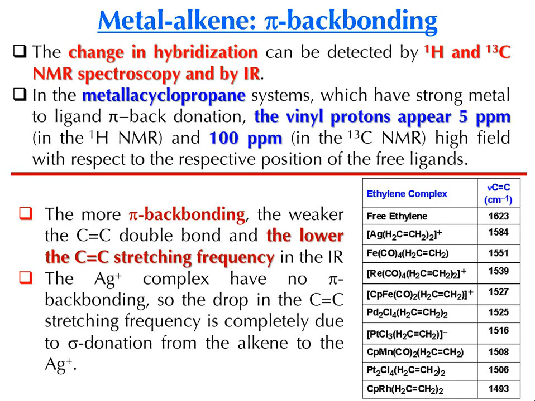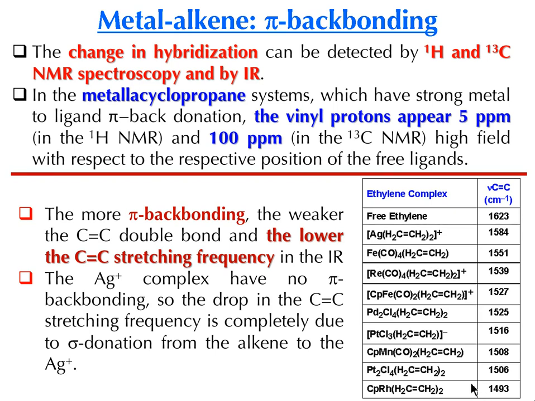Consider this table of metal alkene complexes. When we have more pi back bonding from the metal to the alkene ligand, we decrease the bond order of the C double bond C, and therefore we observe the stretching frequency at lower values in the infrared.